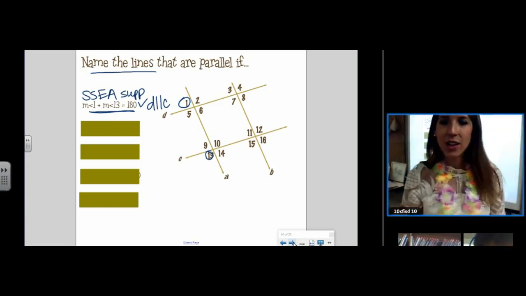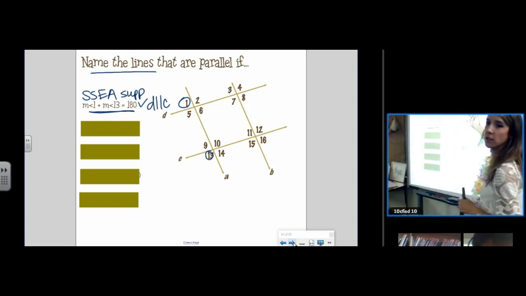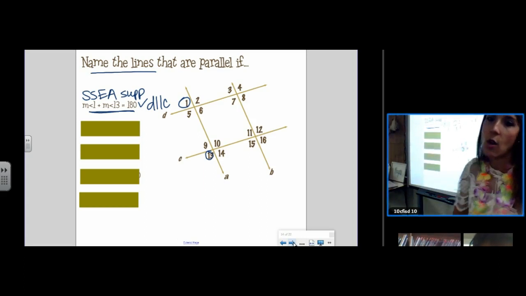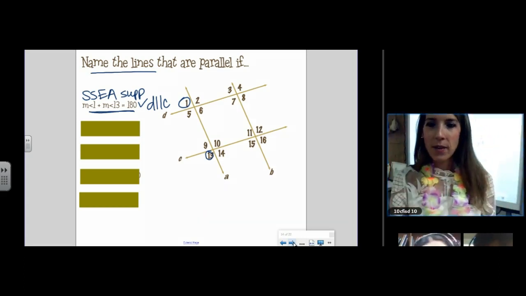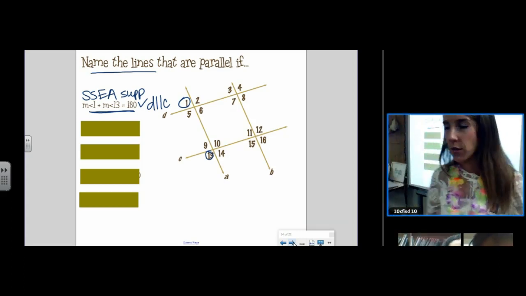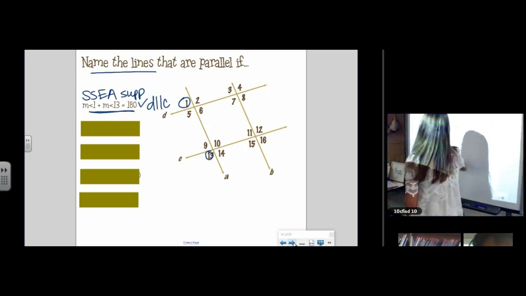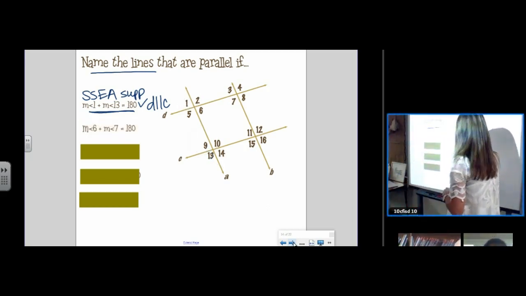Look, line B is not even involved. You don't use line B at all. So the only lines left that would be parallel are D and C, because A is the transversal. All right. Next one, totally new problem.